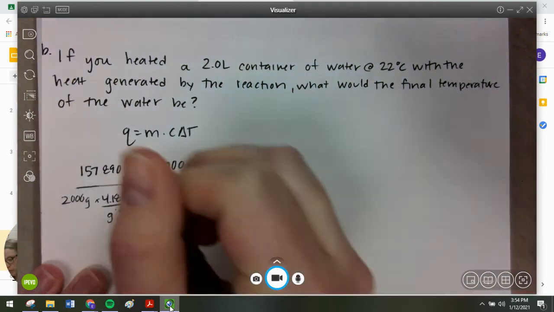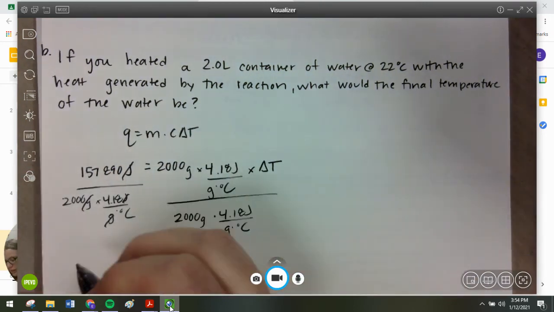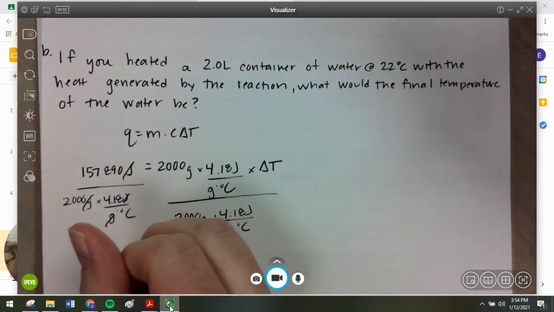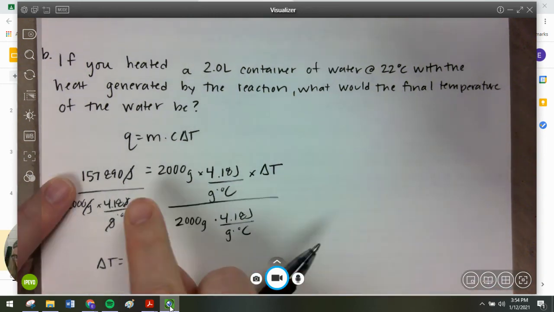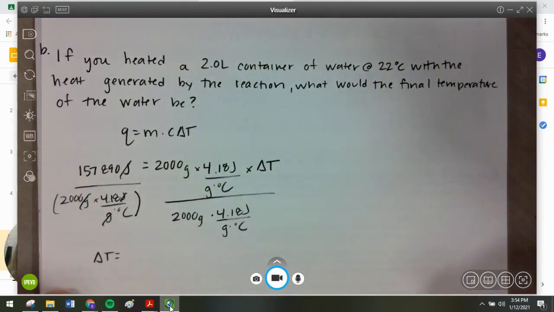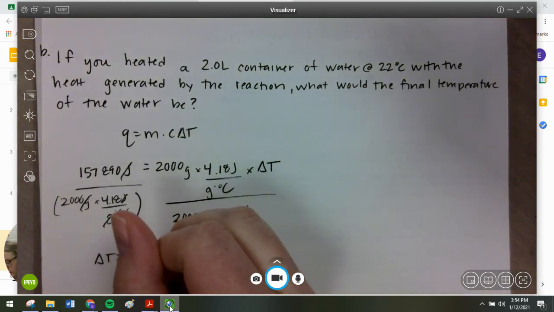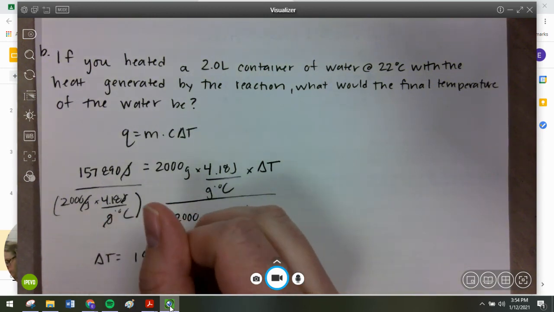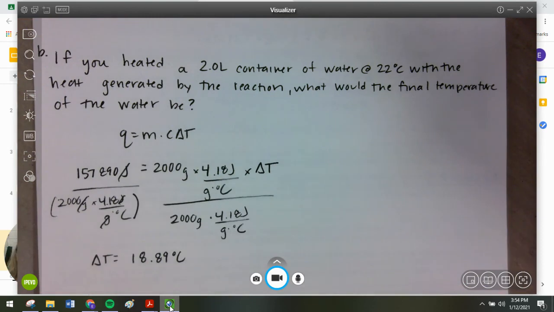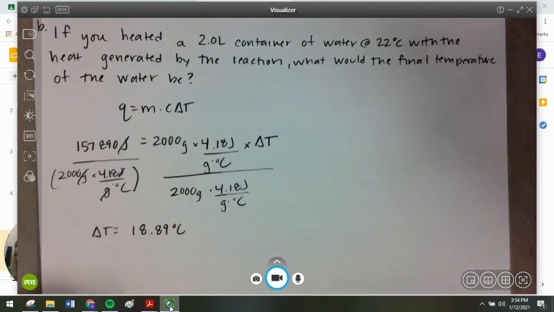Okay. If you think about units, joules and joules are gone, grams and grams are gone, and that's fantastic. So we are left in a situation now where my delta T, when I put it in, is going to be 157,890 divided by these 2 numbers in my denominator. Put parentheses around them in your calculator. Okay. So my delta T comes out to 18.89 degrees Celsius. And I'm heating it up because I'm adding that energy into there. So my delta T is going to be 18.89.